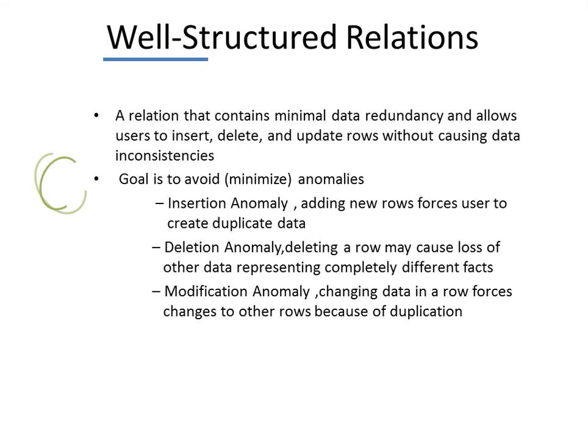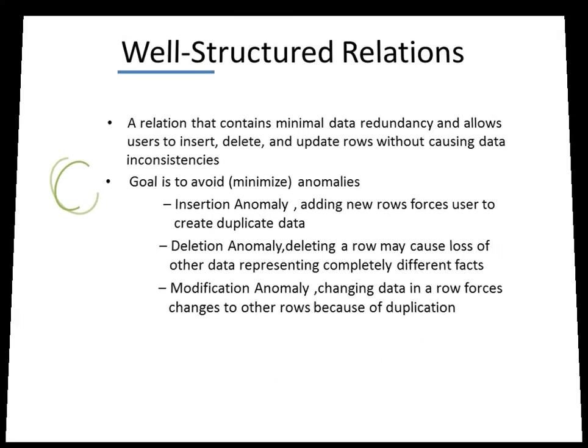Next, I will talk about well-structured relations. A well-structured relation is a relation that contains minimal data redundancy and allows users to insert, delete, and update rows without causing data inconsistency. The next goal is to avoid or minimize anomalies. There are three anomalies. First, insertion anomaly: adding new rows forces users to create duplicate data. Next is deletion anomaly: deleting a row may cause loss of other data representing completely different facts. And last is modification anomaly: changing data in a row forces changes to other rows because of duplication.